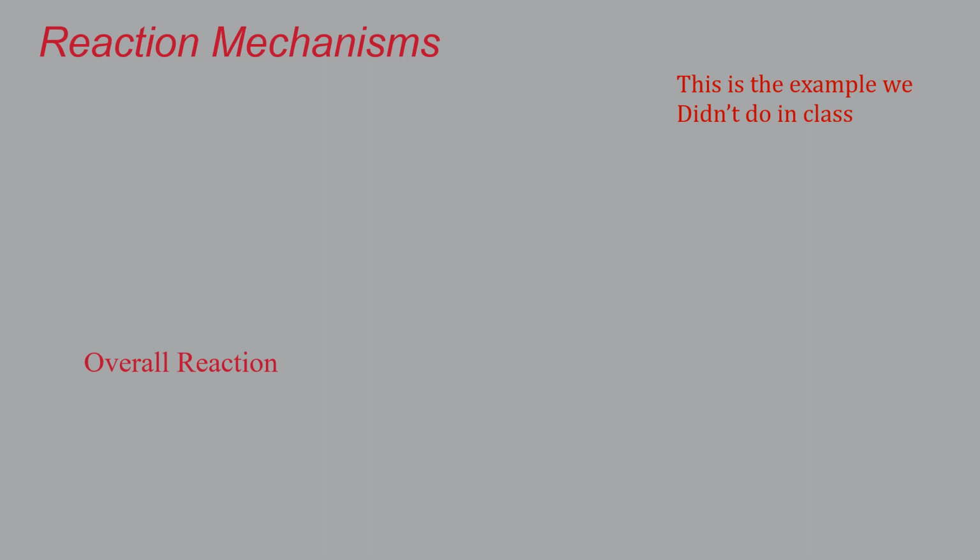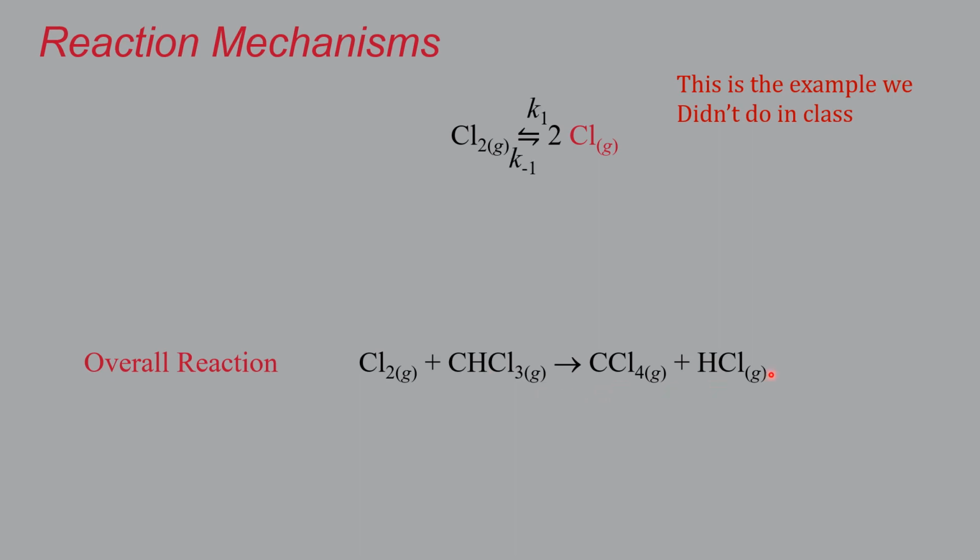All right, so this is an example that I often don't get to do in class, but I thought since we've got time, or the video can do whatever time it wants, we can do it. All right, so the overall reaction here is the reaction of molecular chlorine, Cl2, with trichloromethane to form carbon tetrachloride and HCl. And we are proposing a three-step mechanism.